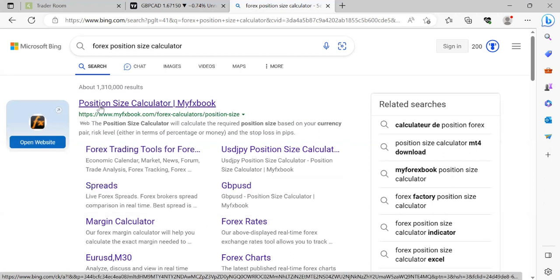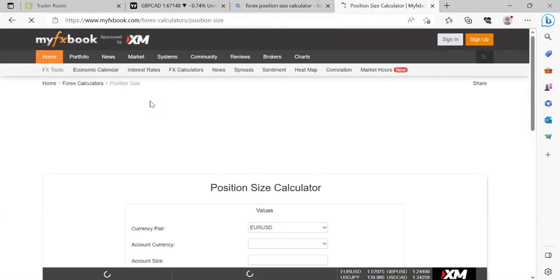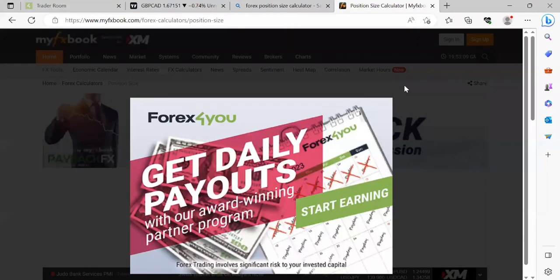You go to Forex position size calculator. When you get there, just click on it, or you can go to My FS Book. You can go to Forex for You as displayed. This is a Google ad, Mr. David.